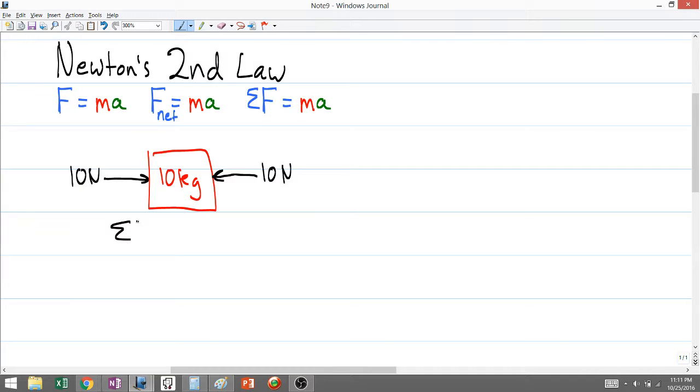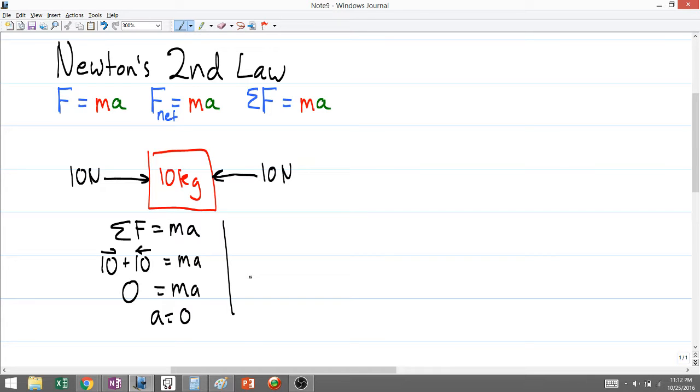If we follow the equation, the sum of forces is equal to mass times acceleration, or 10 to the right plus 10 to the left is equal to mass times acceleration. So these cancel each other out. 0 equals ma, so our acceleration is equal to 0.